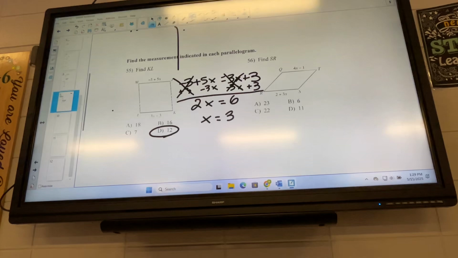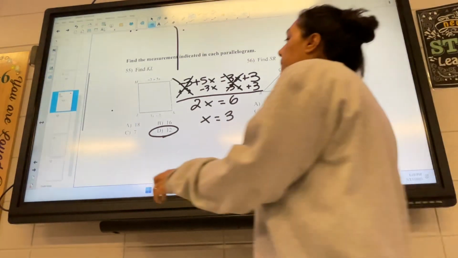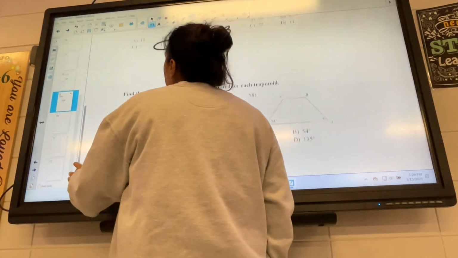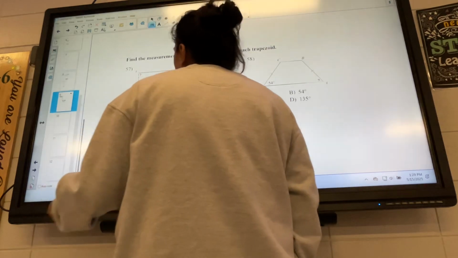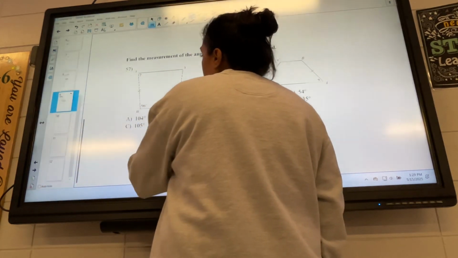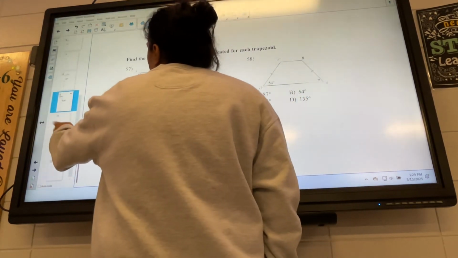Okay, 57. Are those two the same or are they different? Different. So different means what? Do it minus 180. Okay, so 180 minus 96. 84. So D.